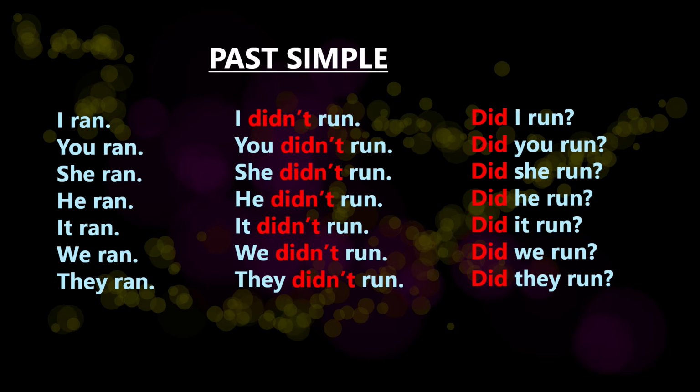Past simple. I ran, you ran, she ran, he ran, it ran, we ran, they ran. I didn't run, you didn't run, she didn't run, he didn't run, it didn't run, we didn't run, they didn't run. Did I run? Did you run?